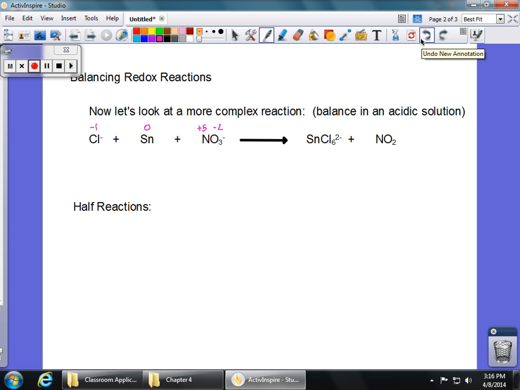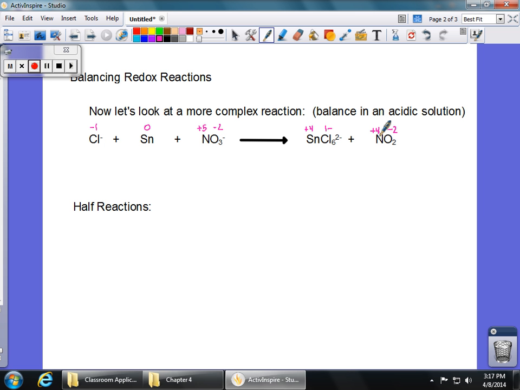On the opposite side of our equation, chloride is still a -1. Tin, though, to leave it as a -2 ion, and since there are 6 chlorides, tin must now be a +4. In nitrogen dioxide, oxygen is still -2, as it's still the most electronegative. 2 times -2 is -4, so therefore it is a +4 oxidation state on nitrogen.